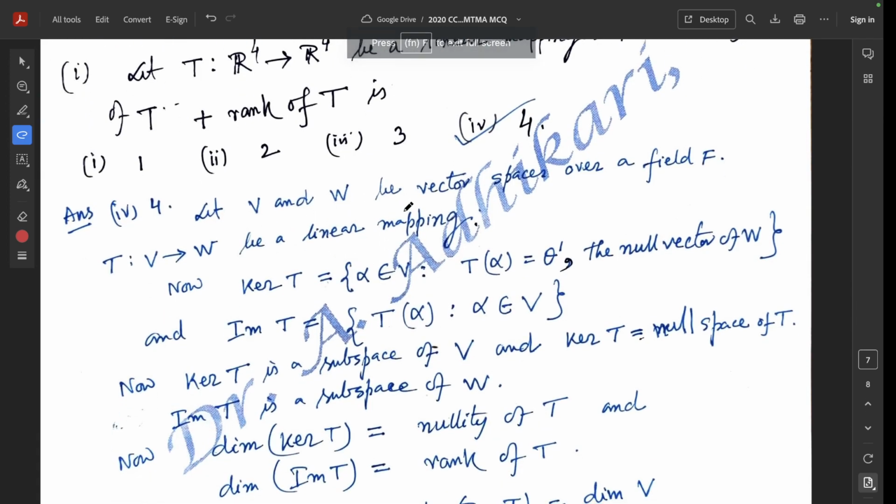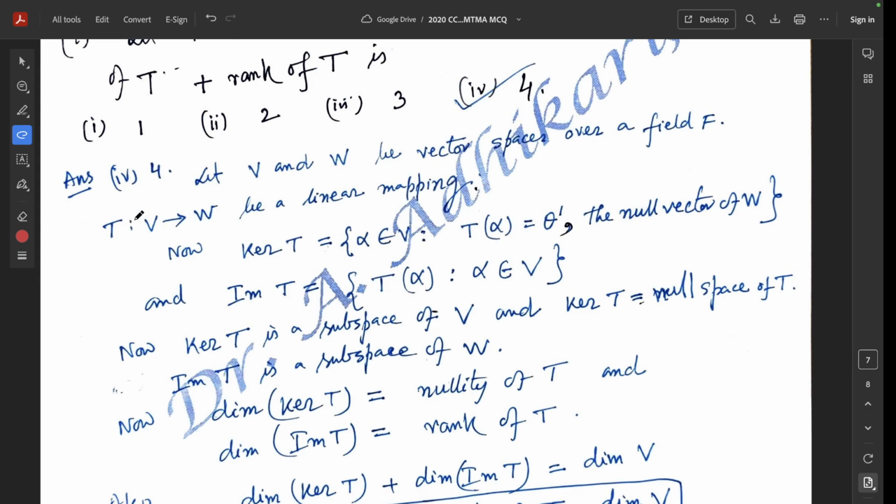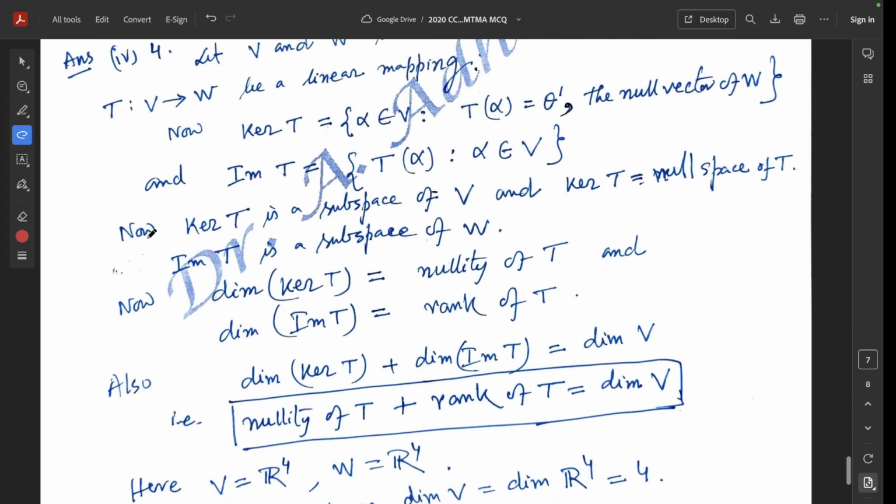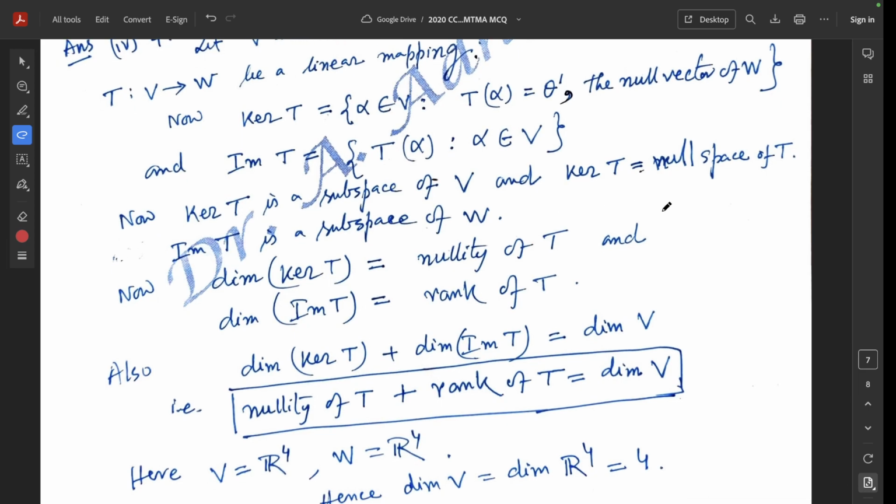Let V and W be vector spaces over a field F, and T mapping V to W be a linear mapping. Then the kernel of T is the set of all those alpha belonging to V such that T alpha equals theta dash, where theta dash is the null vector of W. And the image of T is the set of all those T alpha such that alpha belongs to V. The kernel of T is a subspace of V, called the null space of T. The dimension of the kernel is the nullity of T, and the image of T is a subspace of W.